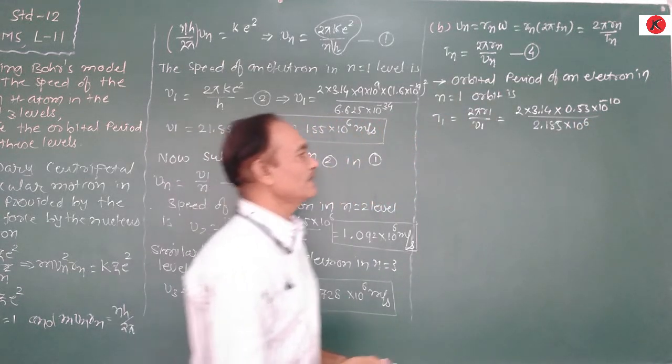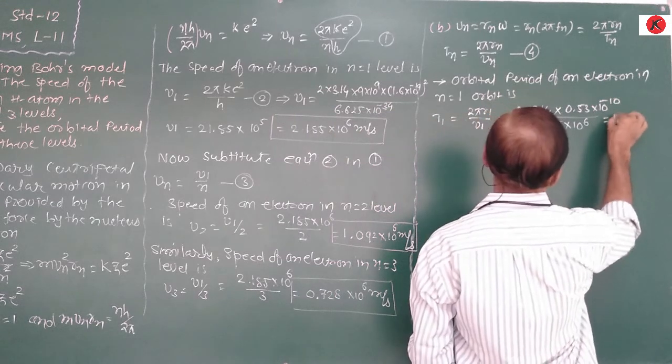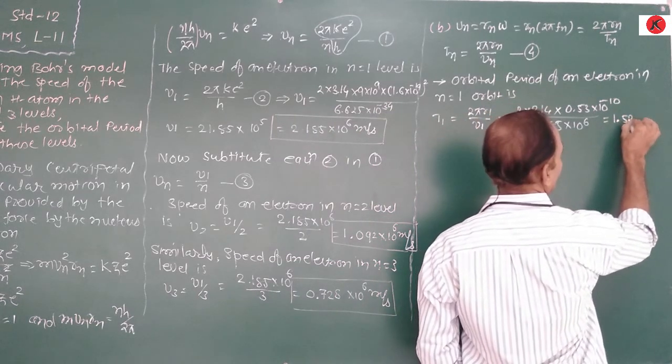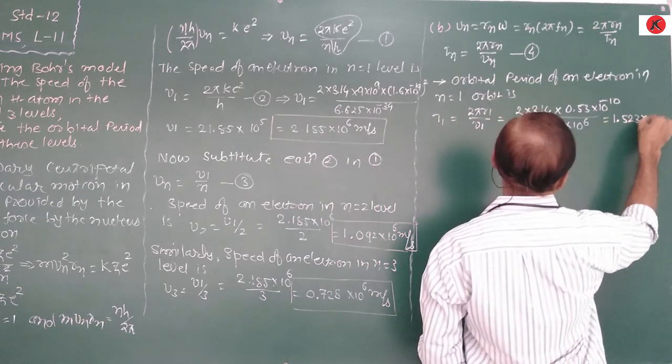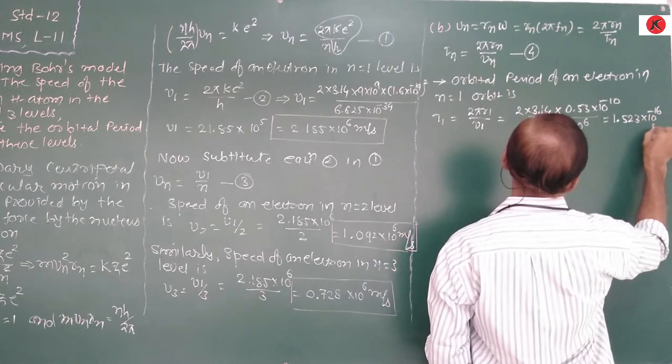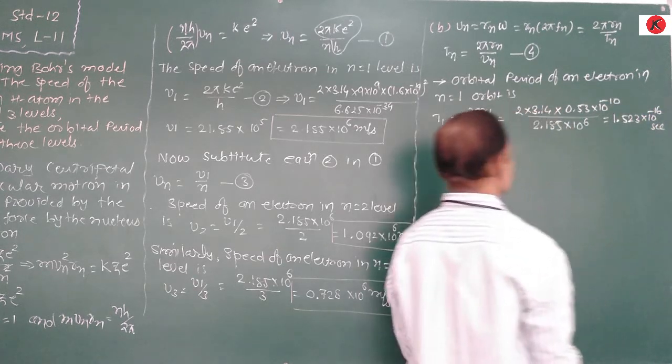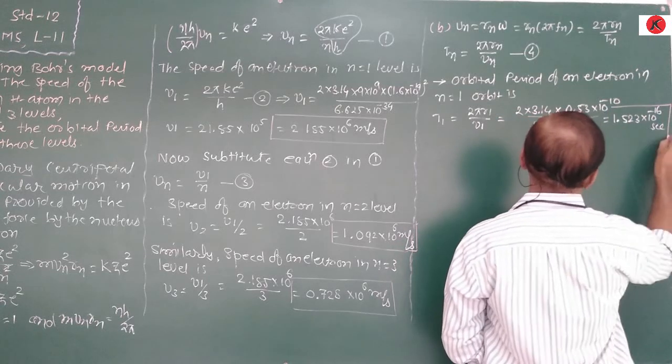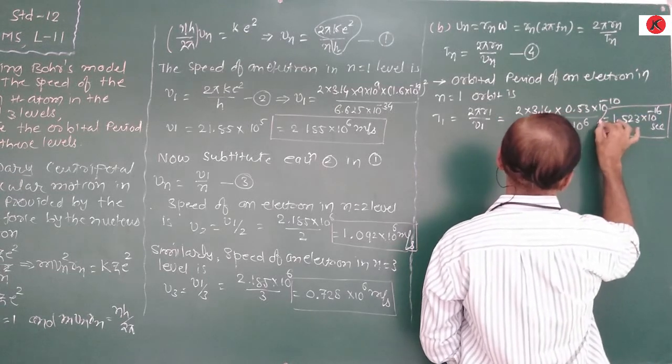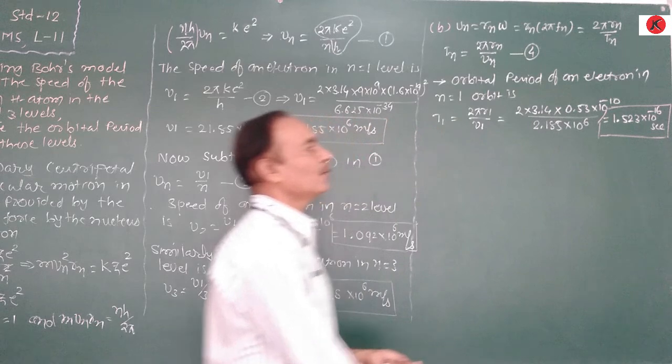By substituting the values, we obtain 1.523 into 10 raised to minus 16 second. That is our first periodic time, the periodic time of an electron in the first orbit, the value of T1.